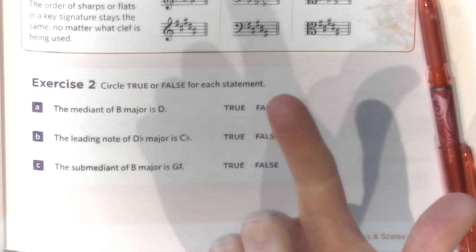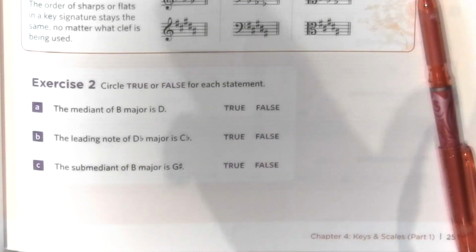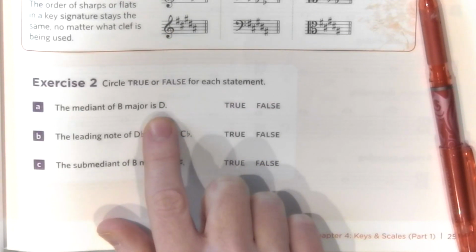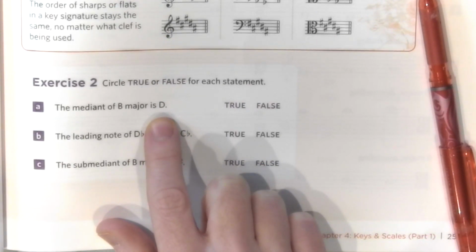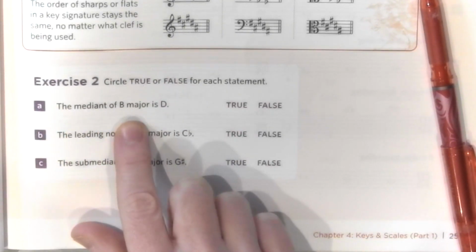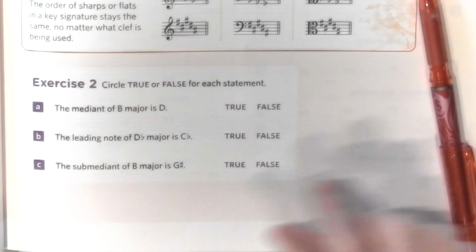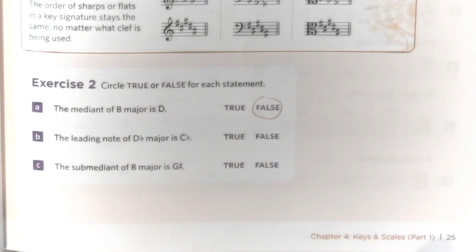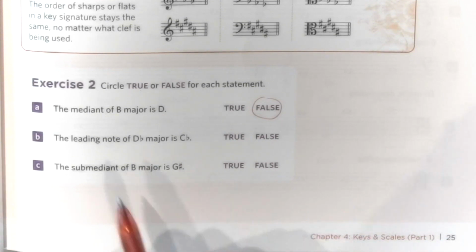Fa, Do, Sol, Re. Re, D is sharp. So this statement is incorrect because the median of B major is D sharp. False. Is it all clear? Let's do the second one.